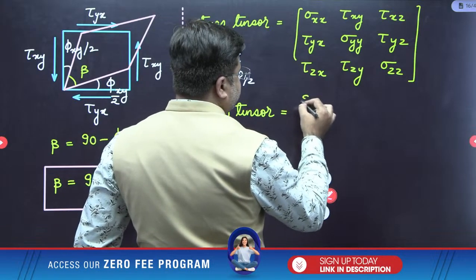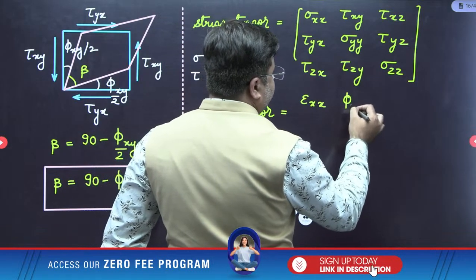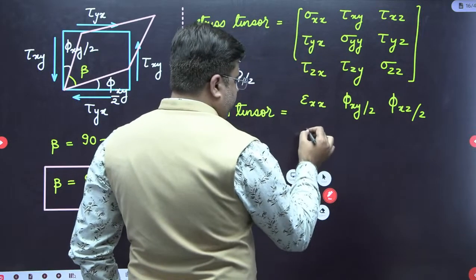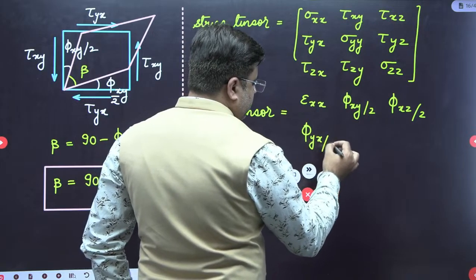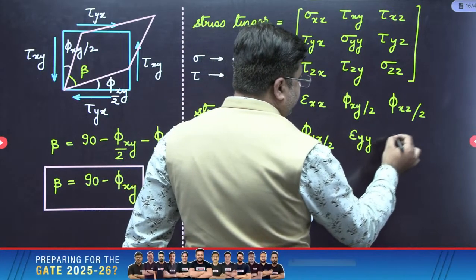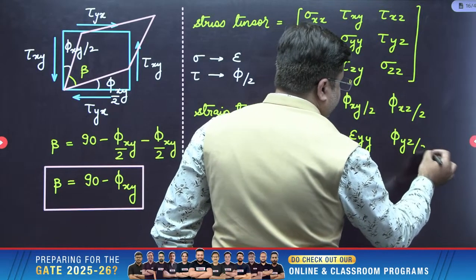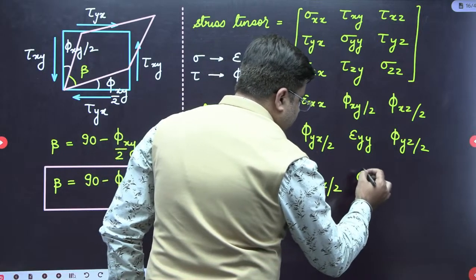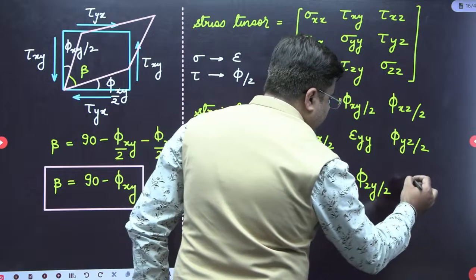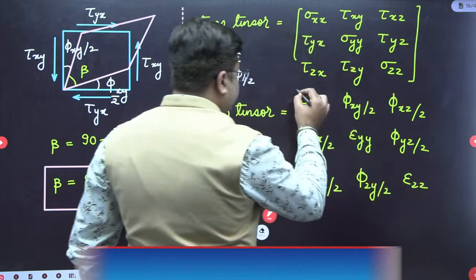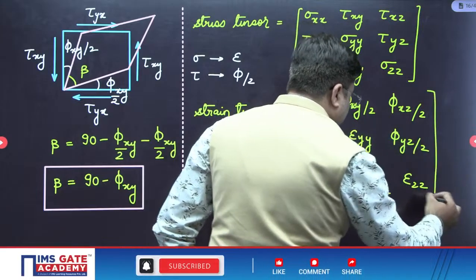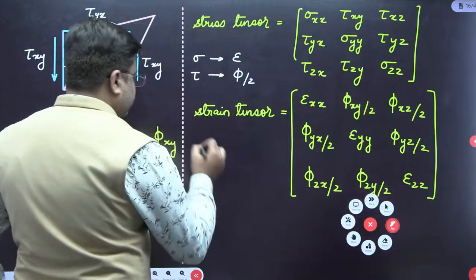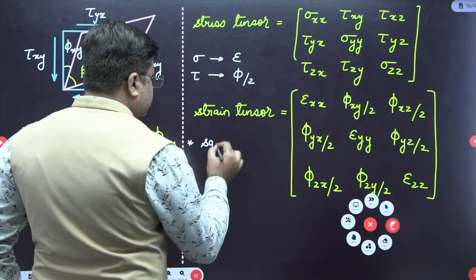you have epsilon xx, then phi xy by 2, then phi xz by 2, then phi yx by 2, then epsilon yy, then phi yz by 2, and then phi zx by 2, phi zy by 2, and then epsilon zz. Now in both these tensors, stress and strain tensors, both of them are square symmetric matrices.